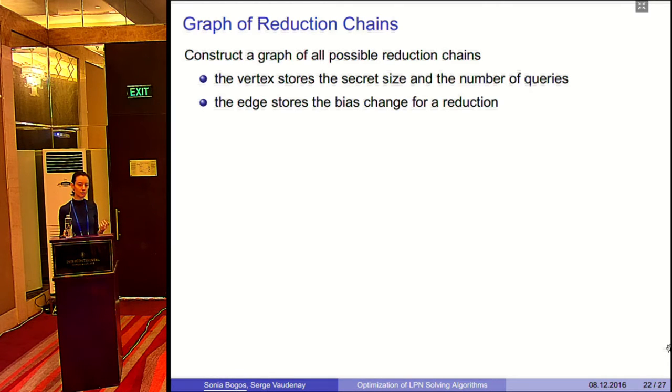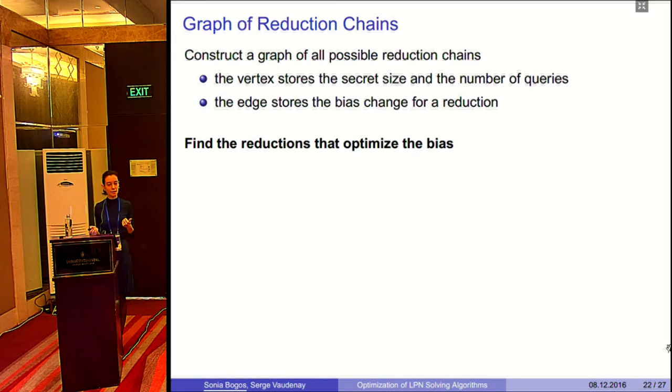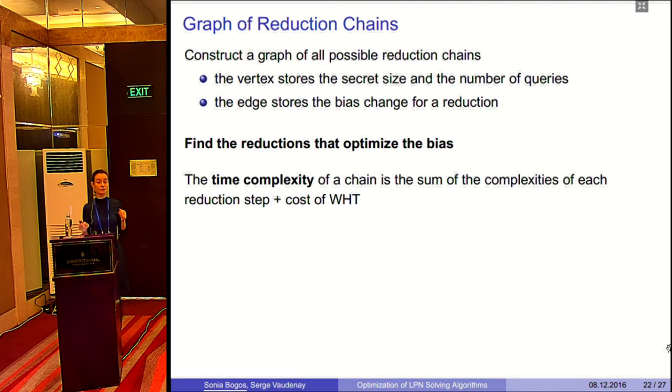And again, we want to make it in an efficient way, so we don't want our graph to be complete. We don't want to have edges from one LPN instance vertex to all the other instances. But we want to do it such that we maximize the bias of the noise. So for two LPN instances, we are going to have an edge from one to the other if there is a reduction that is going to maximize the noise bias in the instance that we end up in. So here we're trying to improve the noise bias, and at the same time we try to make the number of queries as low as possible.